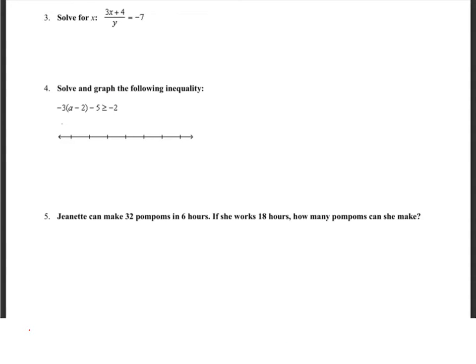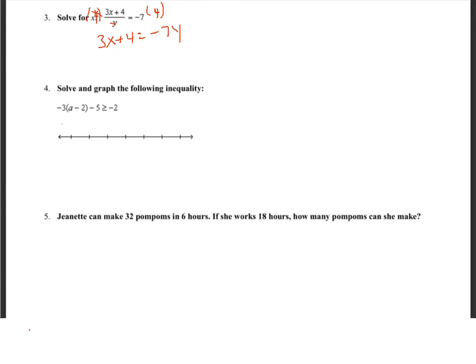Number 3, solve for x. 3x plus 4 divided by y equals negative 7. We need to get x by itself. We need to get rid of this y on the bottom. So let's multiply this side by y, and this side by y. There's y. Okay, these cancel out. That leaves me with 3x plus 4 equals negative 7y.